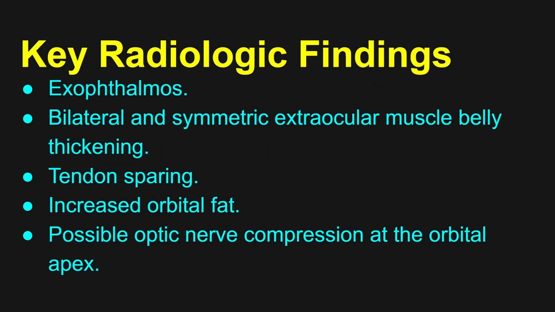To summarize, the key radiologic findings of thyroid-associated orbitopathy include exophthalmos, bilateral and symmetric extraocular muscle belly thickening with tendon sparing, increased orbital fat, and in some cases, compression of the optic nerve at the orbital apex. Understanding these features is essential for accurate diagnosis, proper differential consideration, and surgical planning.